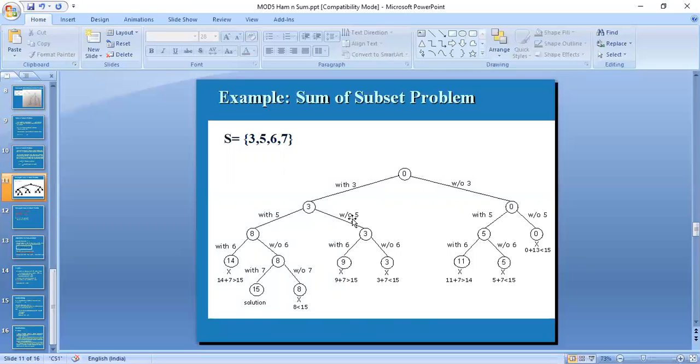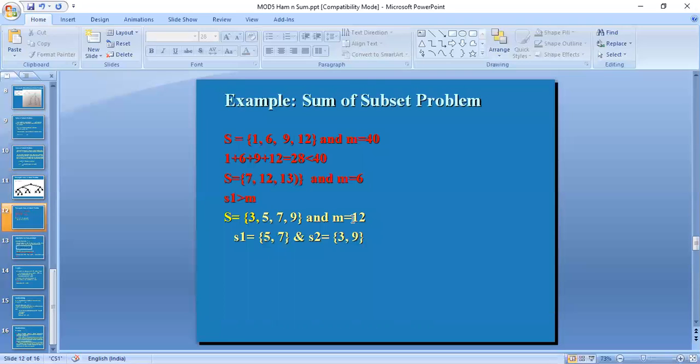Hope you are all very clear with this backtracking technique. The backtracking technique we will be using for all the combinatorial problems which belong to the NP-hard problems. We have already seen what these NP-hard problems are. So it is all about how to deal with the NP-hard problems. At the end of this chapter, I'll be giving you some exercises which you can work out.